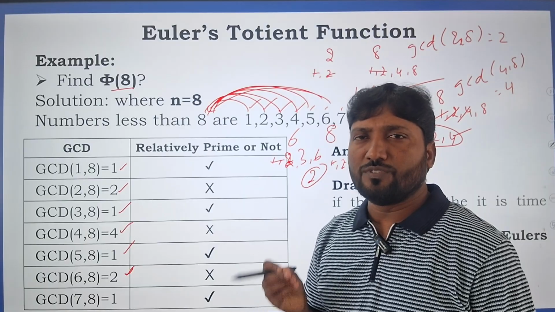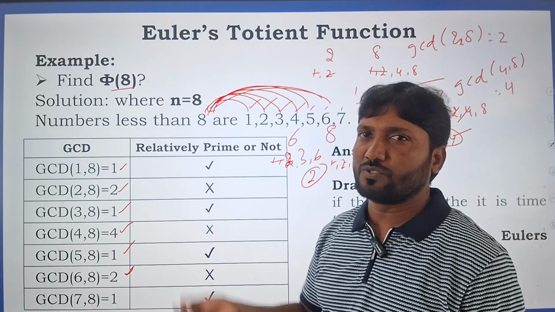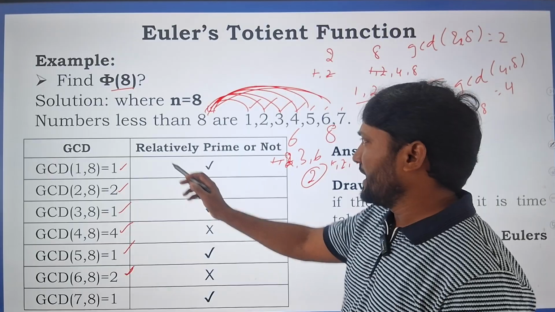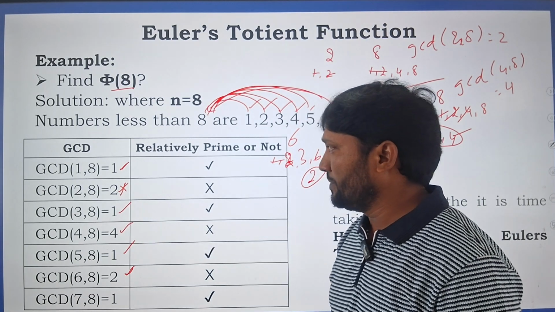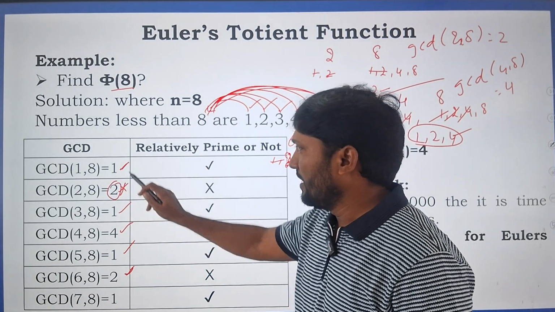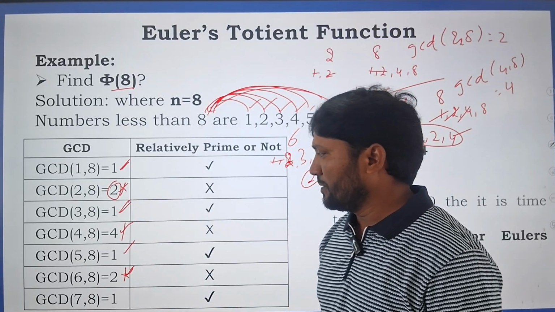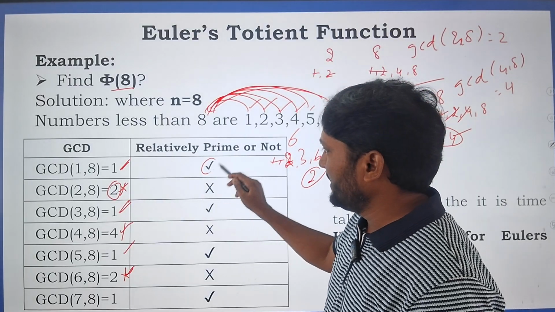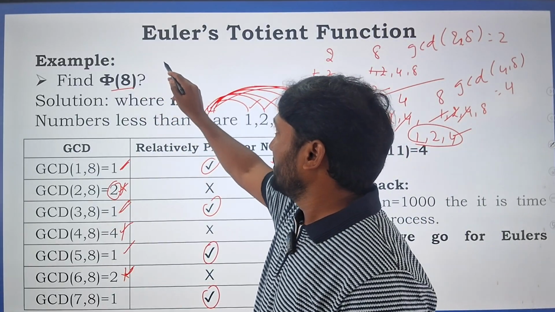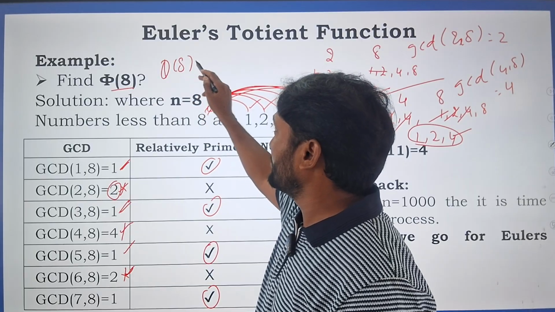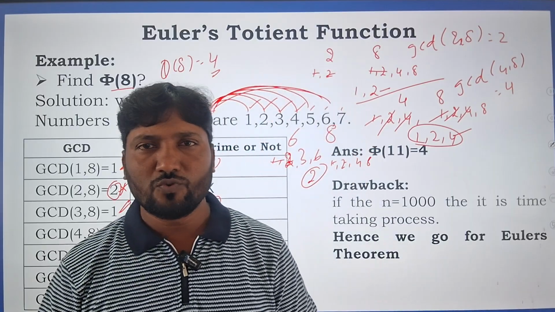Those numbers whose GCD value is only 1 can be considered relatively prime numbers to the particular n value. Relatively prime to 8 means 1. This is not relatively prime to 8 because the value is 2, and this is not relatively prime to 8 either. So now, totally count: 1, 2, 3 and 4. So this is phi of 8. The Totient function of 8 equals 4. Just like this, we calculate Euler's Totient function.